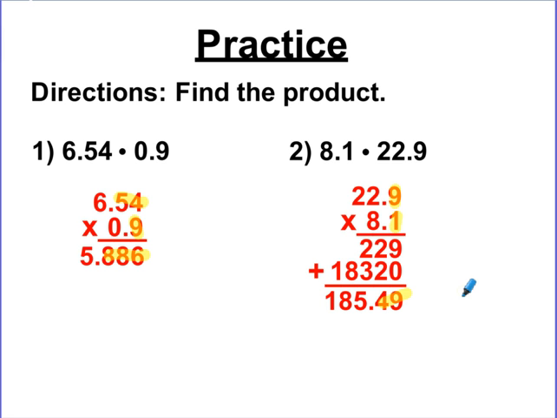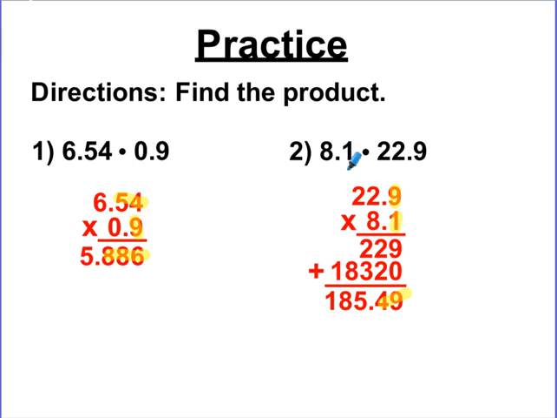Let's do our estimating to make sure these answers look right. For this first problem, I could estimate this first number to 6, 6.5 or 7. This one here I can estimate to 1. So let's say I estimated this to 6 and this one to 1. 6 times 1 is 6. 5 and 886 thousandths is close to 6. So it looks like my estimate confirms my answer is at least close to being correct.